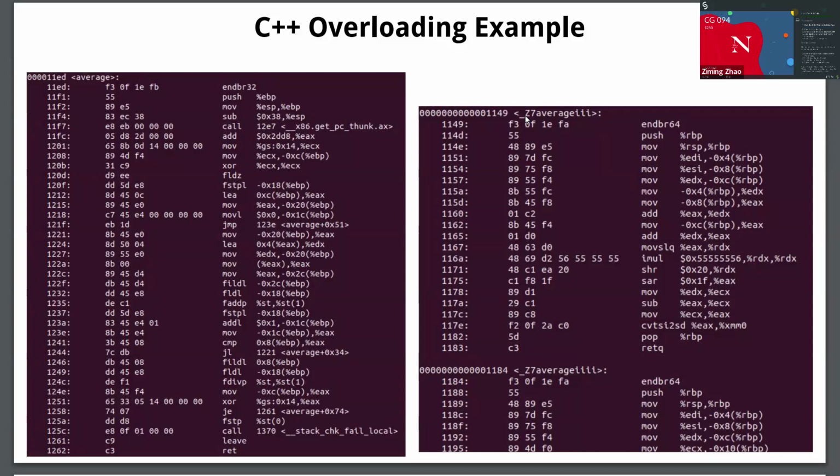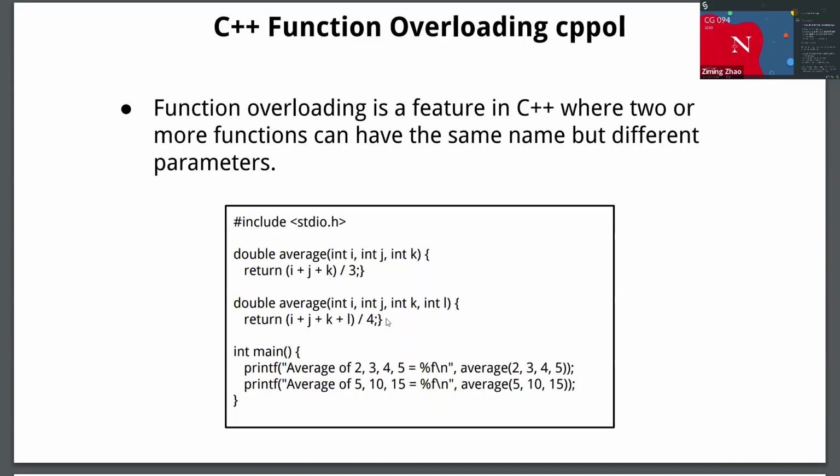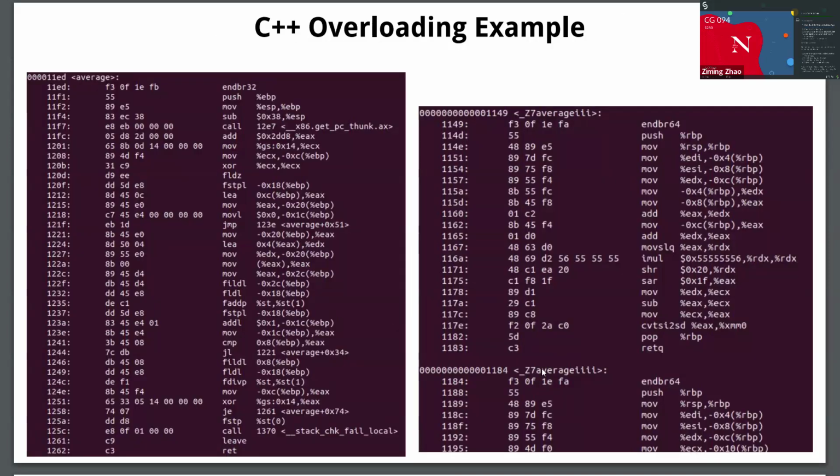Then you can see the next function, it has a different name. It has III. And they have different code bodies. So they are not even related. So those are two different functions.